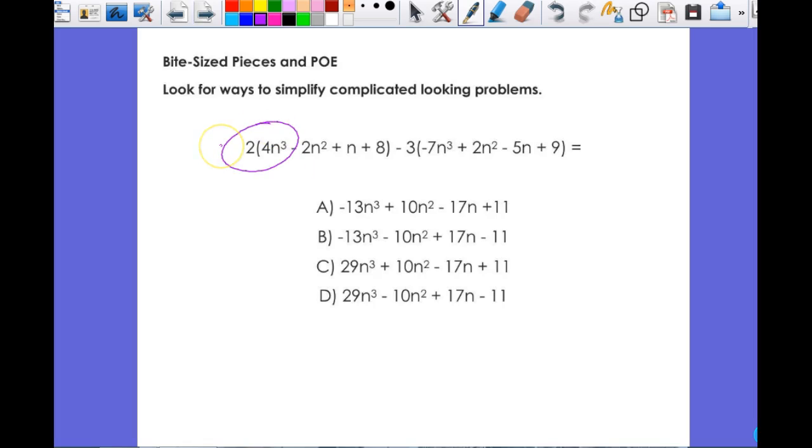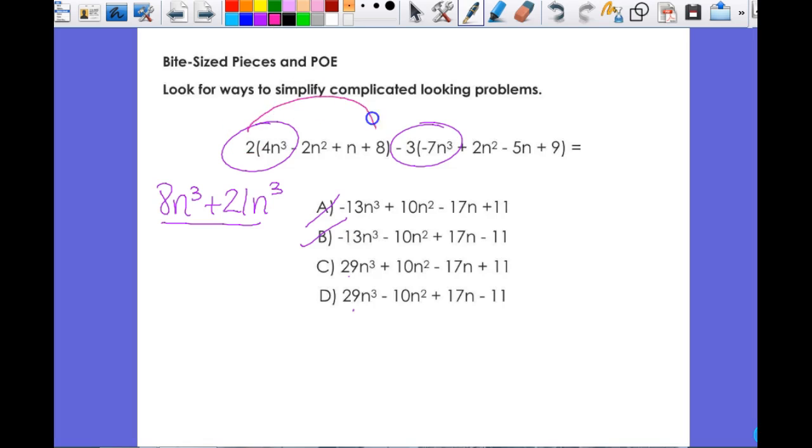If I do 2 times 4n cubed, that gives me 8n cubed, right? And then 3 times negative 7n cubed is going to give me 21n cubed, right? So together, those are the only cubes I'll have, yes? That's going to give me 29n cubed. I just eliminated a and b.